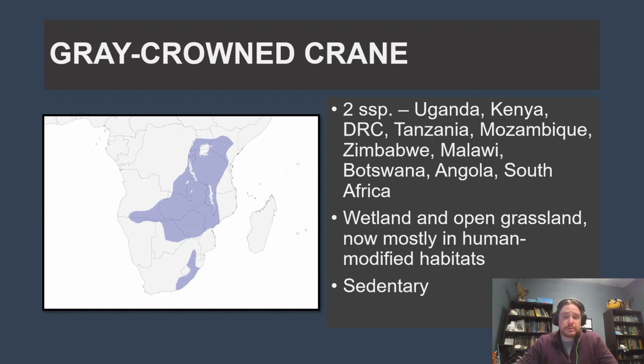There are two subspecies across the range. You can see the range includes places like the Democratic Republic of Congo, Tanzania, Mozambique, Kenya, down into South Africa. They are species of wetlands and open grasslands, and now are mostly found in habitats that are in some way, shape, or form human modified, and they are considered sedentary.